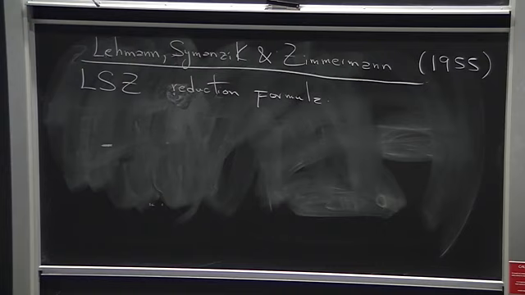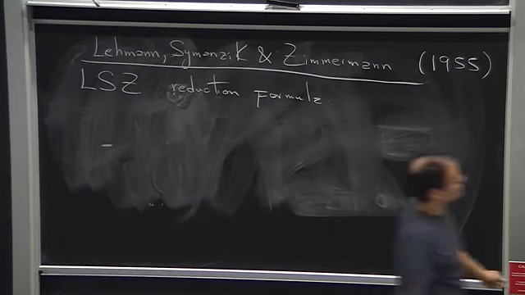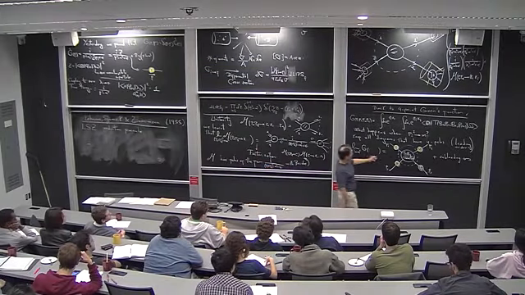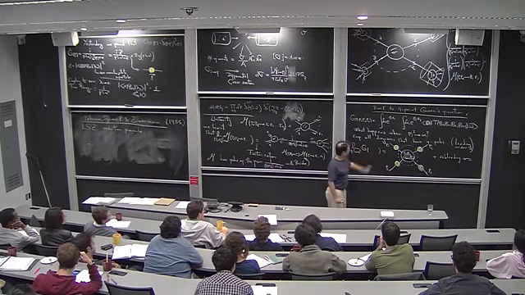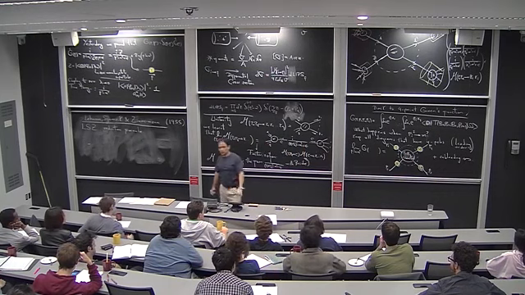what is the LSZ reduction formula? Can anyone tell me what I have to do in order to extract this from the Green's function? I mean, in practice, what do we have to do?